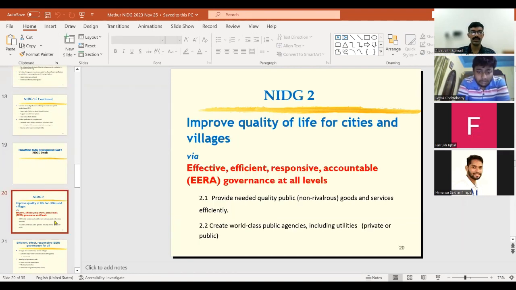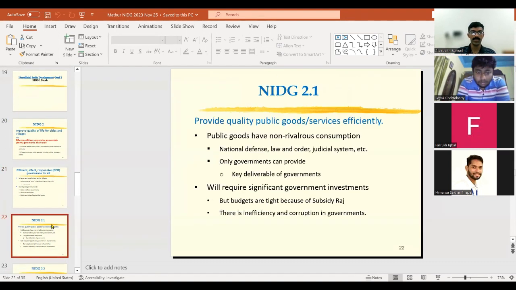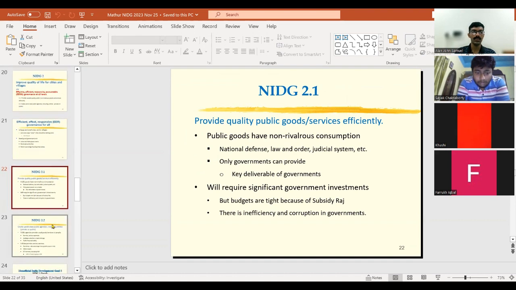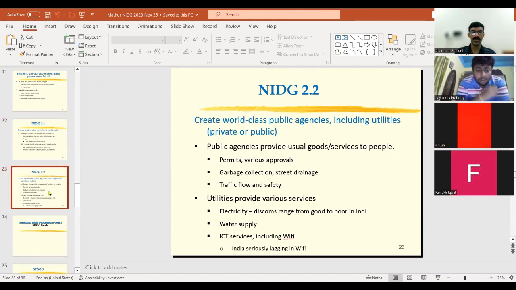So, improve the quality of life. Let's look at some of the details. Basically, I already told you we need good governance in union and state governments, municipal authorities, and district and village panchayat bodies. Again, you have subsidy Raj everywhere. The recent elections in Karnataka, which the Congress won, were fought on 5 guarantees. Even in other states, the state governments are producing so many guarantees and subsidies. Then you have problems, and there is inefficiency and corruption in government. So it's a real difficulty. It's not going to happen easily.